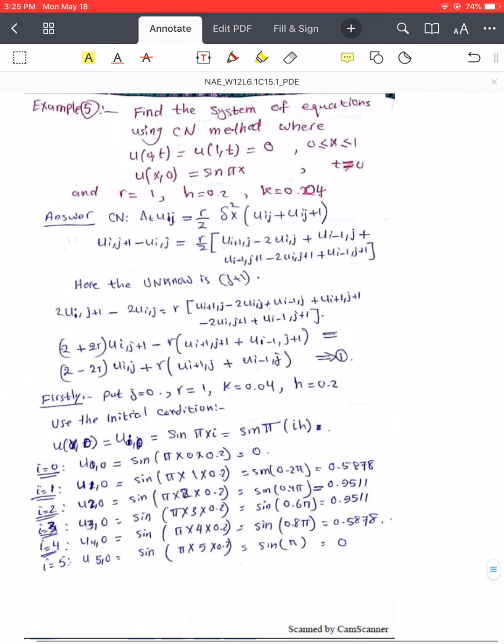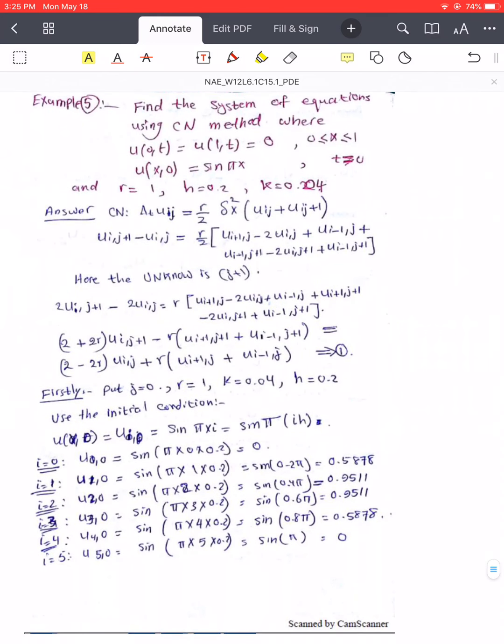So it seems to be not the same. This is different here. It says, apply the Crank-Nicolson (CN) method for this problem, the parabolic equation. And these are the initial conditions, both at 1 and at 0 equal to 0. And here is the boundary condition, this one. So remember that we are taking r equal to 1, h equal to this number, and k equal to 0.04.